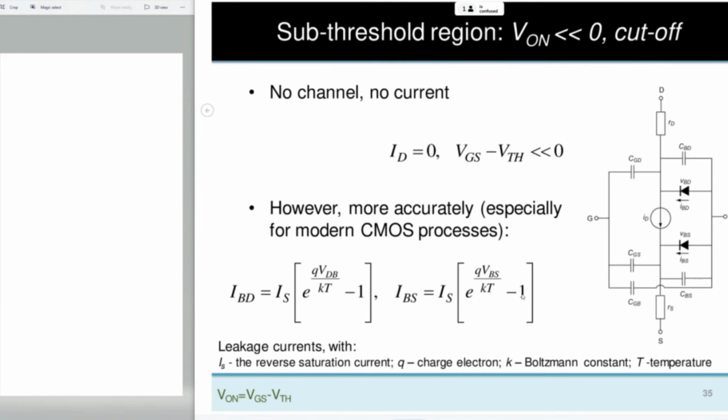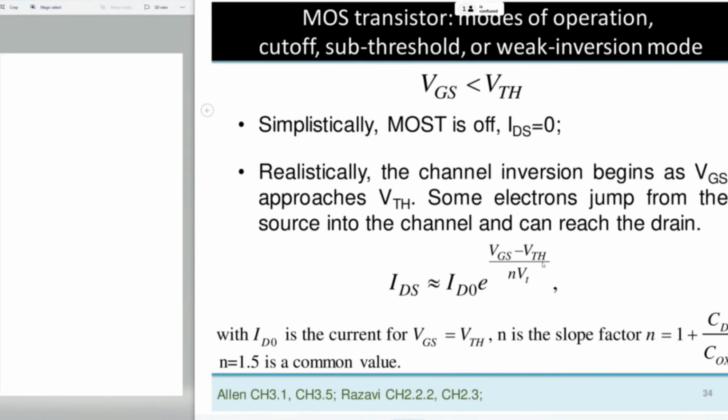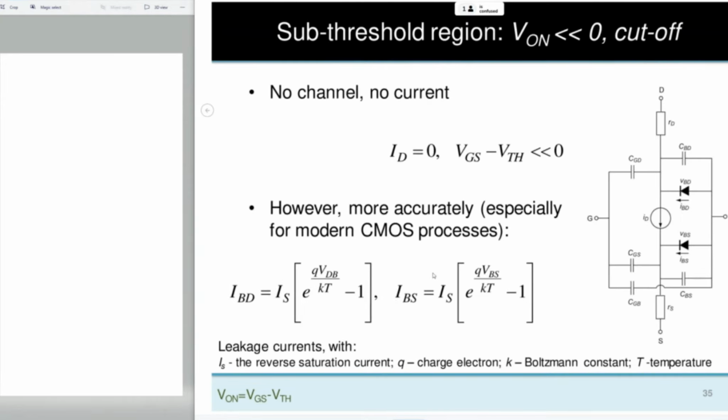So if V on is much smaller than 0, you're in cutoff region. Here this voltage is so small that the exponential characteristic is negligible. But you will still have current. This will be the reverse current from the parasitic bulk drain and bulk source diodes. They are in reverse bias, but there is still some small current conduction.